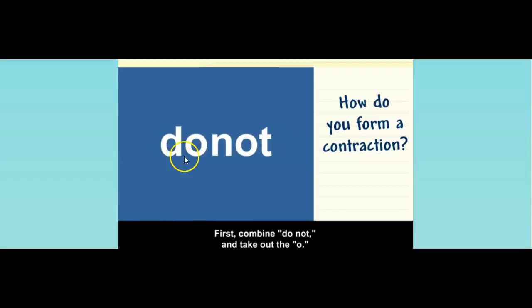Okay, look what they did. They had the words do and then not, and now they're going to combine the do not. Next, they're going to take out the letter O, but pay attention to the one that they take out. And take out the O.